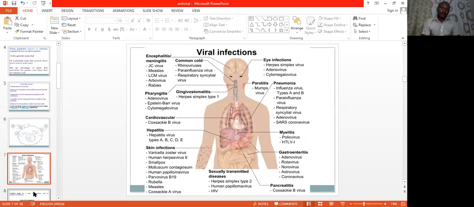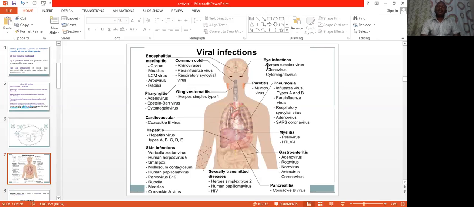So if these are the infections, viruses can cause meningitis, and then we call it encephalitis, like measles and rabies, and pharyngitis, adenovirus, and cardiovascular diseases, and hepatitis A, B, C. Viruses can also cause skin infections. That is human herpesvirus, smallpox, rubella, measles. All this comes under the skin infections.